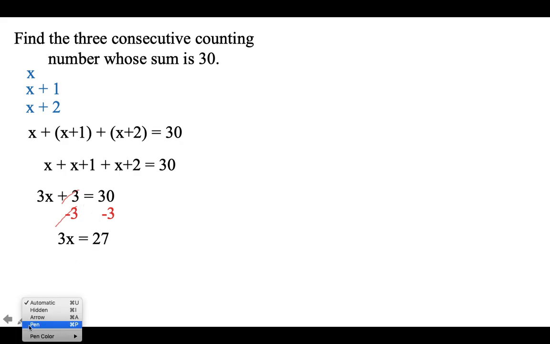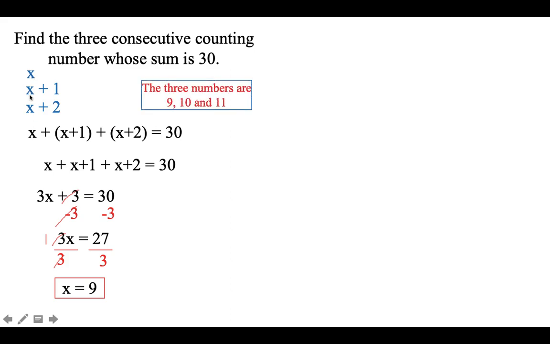Then finally, we can divide both sides by 3, so that on this side, 3 divided by 3 is 1 and 1 times x is x. On the other side, 27 divided by 3 is 9. Therefore, our x is 9, and that x is the first number. The second number is 9 plus 1, which is 10. The third number is 9 plus 2, which is 11. These are the numbers we're looking for.